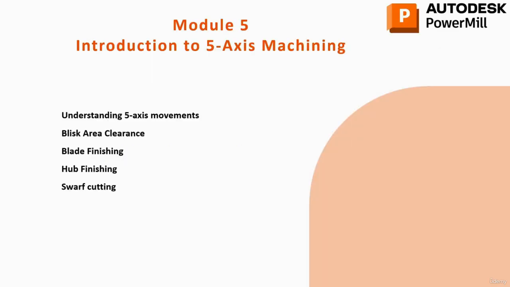So we have started Module 5, which is all about the introduction to 5-axis machining, where we discussed understanding 5-axis movement and blisk area clearance. So right now we have to move forward with the blade finishing operation. We have to discuss how we can perform the blade finishing. If you have a concept of the blisk area clearance, it will be very easy for you to understand the blade finishing operation. We have to set up unlimited operations or limited parameters for the blade finishing as well. So let's get started.